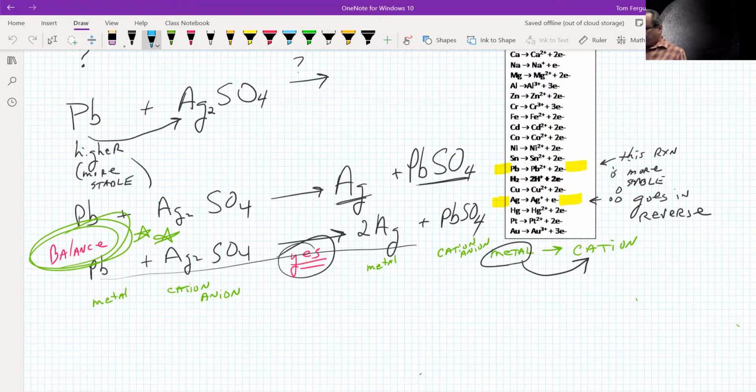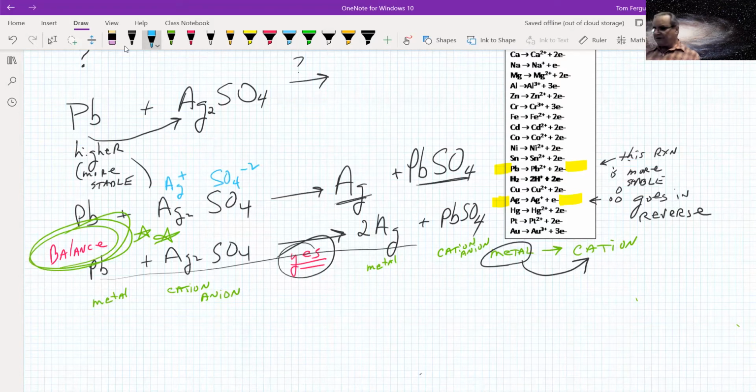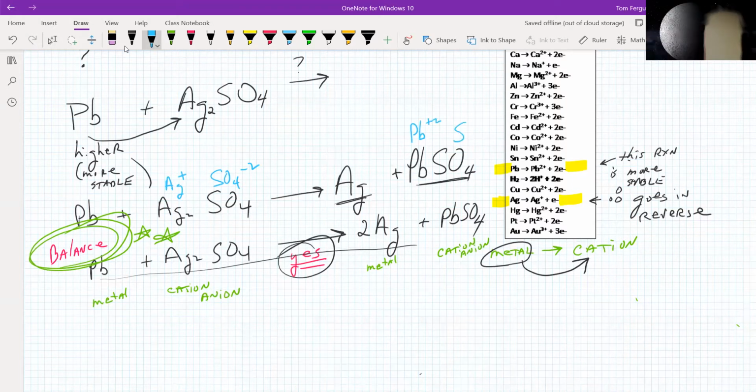Now, we have to make sure everything is balanced. I'm going to give you that ion chart I passed out. You know that silver is a +1, sulfate is a -2. That's why we have to have 2 silvers to balance out the -2 sulfate. On the right, we have that.